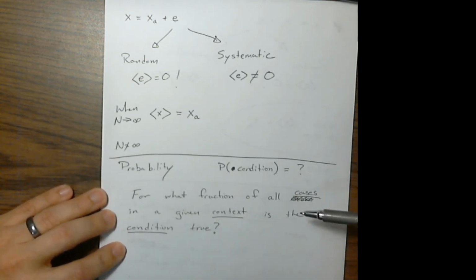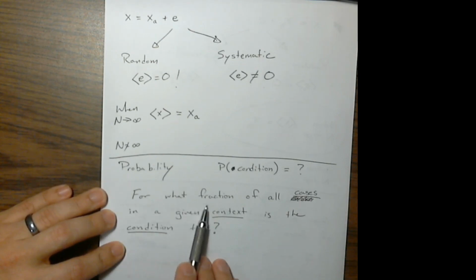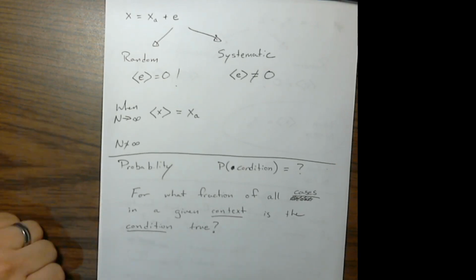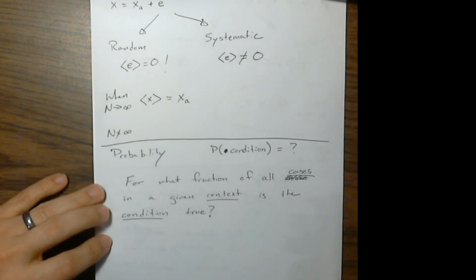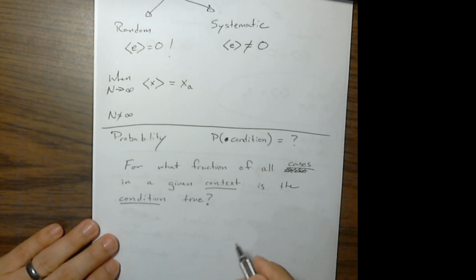So let's pick this apart a little bit. When I talk about probability, what I'm saying is: for what fraction of all cases in a given context is the condition true? Let's give some examples just to try to give meaning to this rather abstract definition.